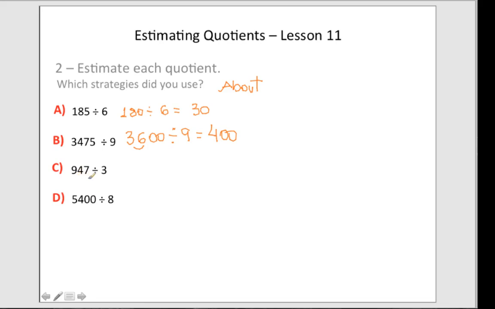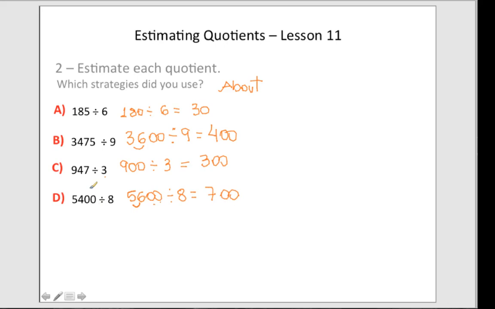947 to divide by 3, I probably would use 900 only. Because I know that I can easily divide 9 by 3. It is about 300, right? In here, 5,400 divided by 8, I would use 5,600. Why? Because I know that 56 is divisible by 8. And the answer is 7. Then I add the zeros, okay?